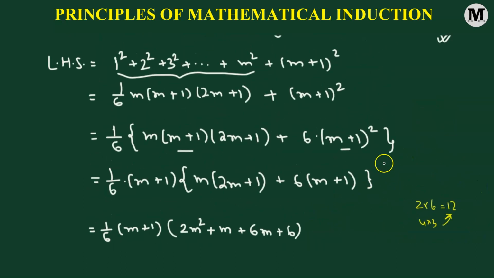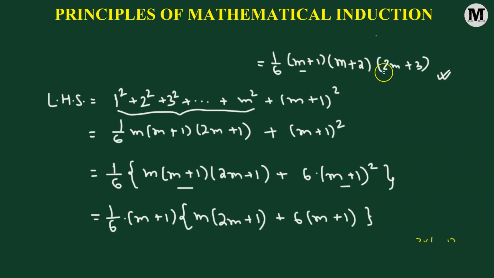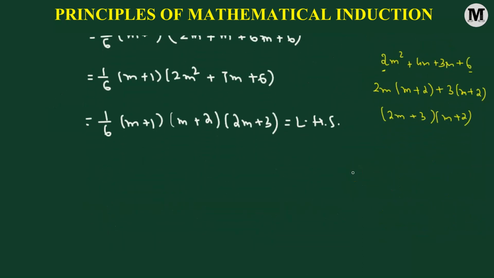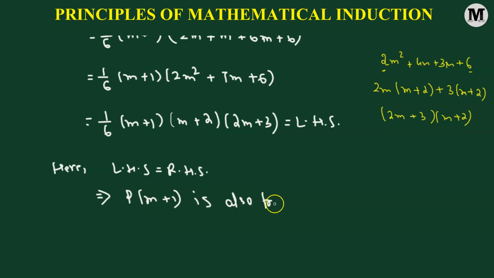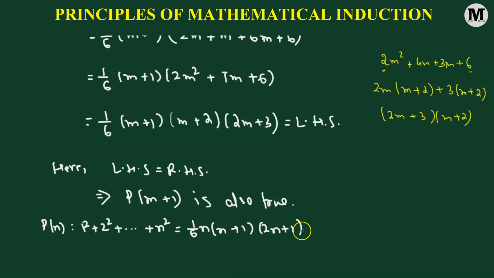Let's verify it. We needed 1 over 6 times (m+1) times (m+2) multiplied by (2m+3). Since we have obtained that left hand side equals right hand side, this simply tells us that P(m+1) is true. So P(m+1) is also true, and if this is true, that means the original statement P(n), such that 1 squared plus 2 squared going all the way up to n squared equals the expression 1 over 6 times n times (n+1) multiplied by (2n+1), is true.